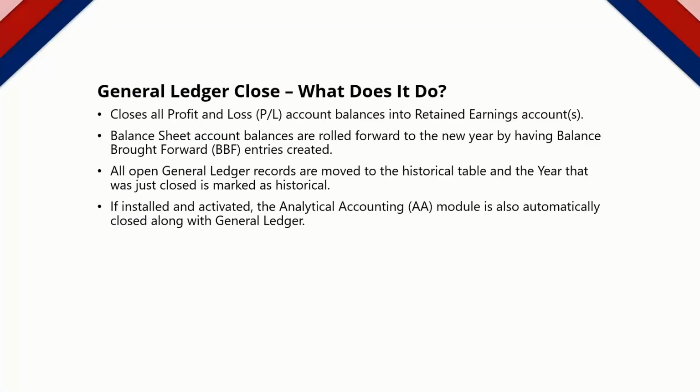So what does the general ledger close do? It closes all your profit and loss account balances into your retained earnings account. The balance sheet account balances are rolled forward into the new year by having balance brought forward entries created. All your open general ledger records are moved to the historical table, and the year that was just closed is marked as historical. And if installed and activated, the analytical accounting module is also automatically closed with the GL.